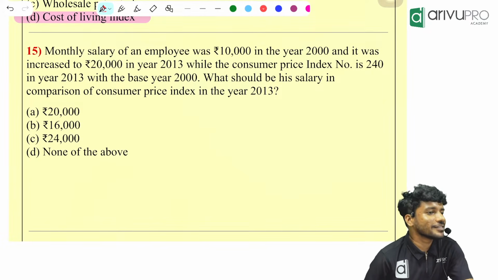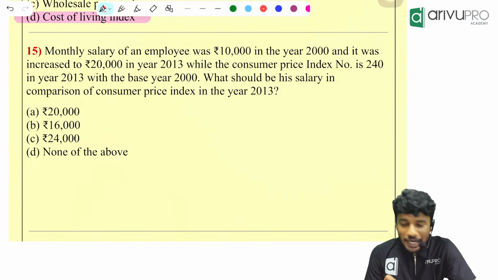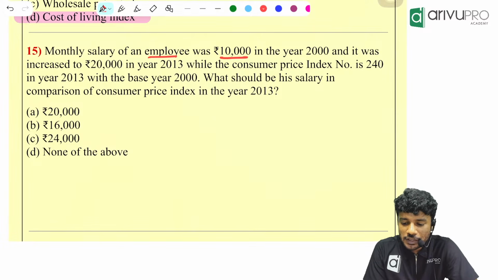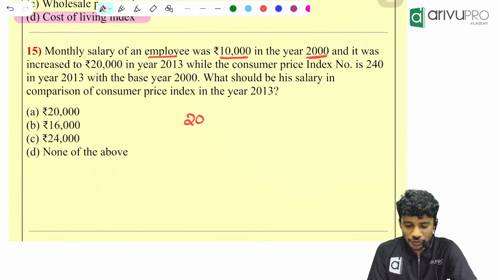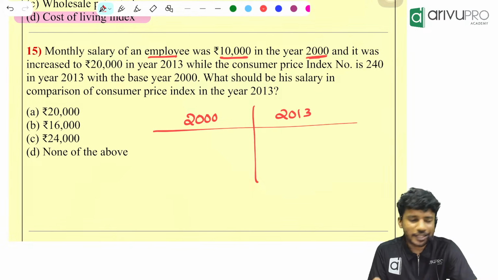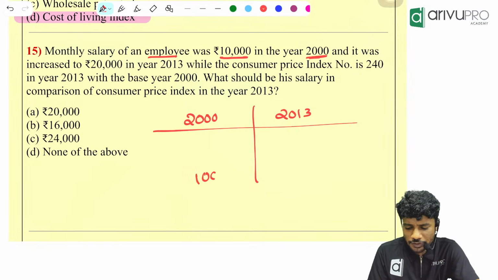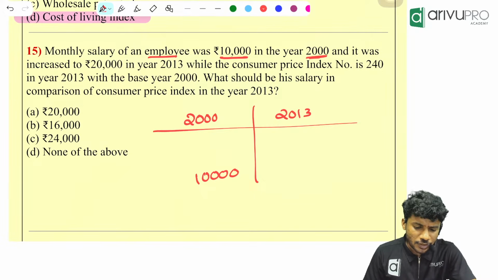Answer Avada? 24,000. Correct. So, monthly salary of an employee was 10,000 in the year 2000. Okay. So, which year the 2000 is there? Then it was increased to 20,000 in which year? 2013. Then it was increased to 20,000 in the year 2013.